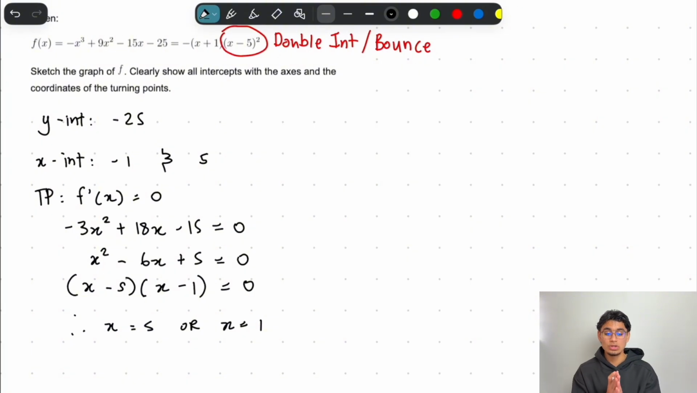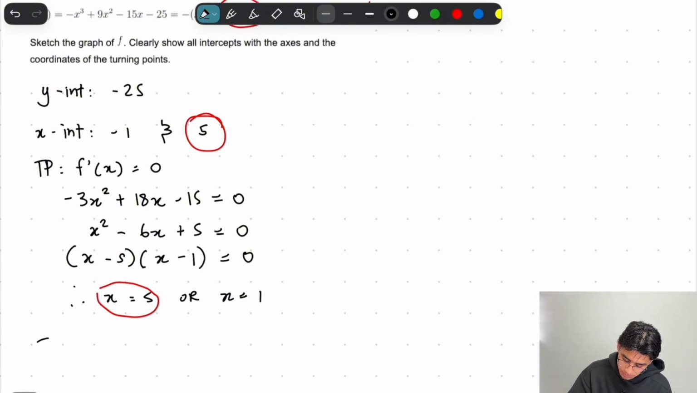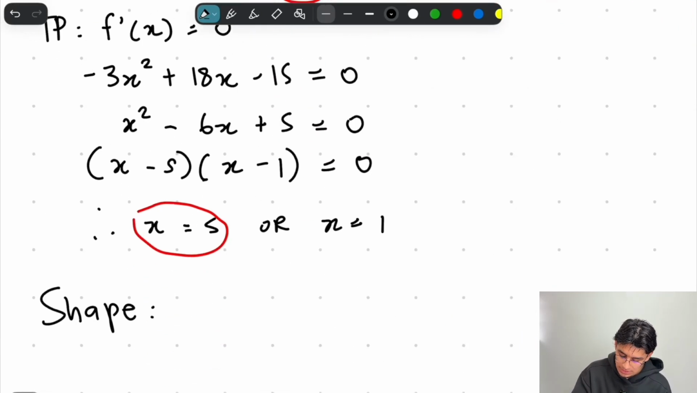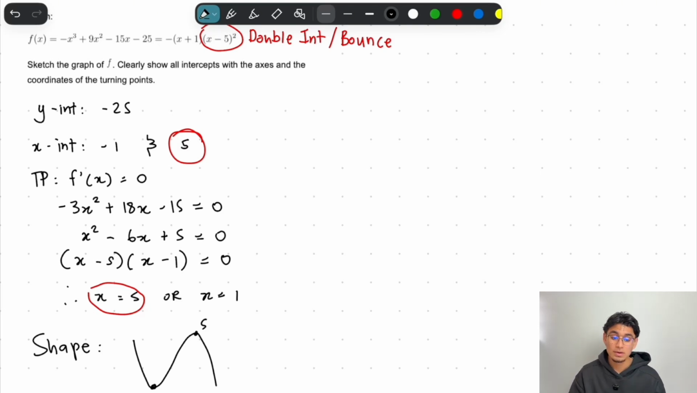So now once again, we need to know which is which turning point. But before we go on to that, notice how the 1 x-intercept is the same as the 1 turning point. That 5 value is the bounce, like we discussed before. We know the shape here is going to be a negative shape because our graph is negative. So the shape is going to look something like this: it's going to go down and then up. So 1 over here is the minimum and 5 over here is the maximum.